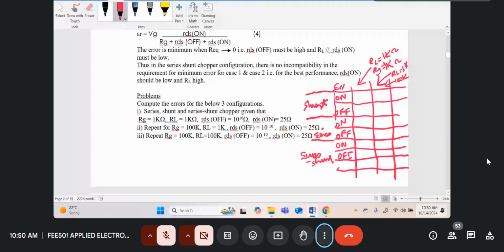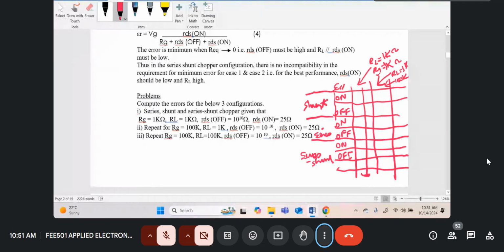Okay, and then for this first column over here, by looking at the results that you get, by substituting the equations that we've derived, you'll be able to tell that if RL is 1K, RG is 1K, then the best switching configuration to be used should be this. And you'll find in most cases, it will be series shunt. We'll derive the equations, you just substitute the values over there.